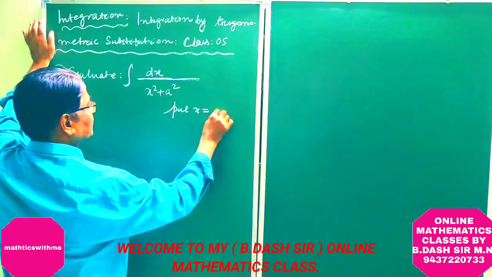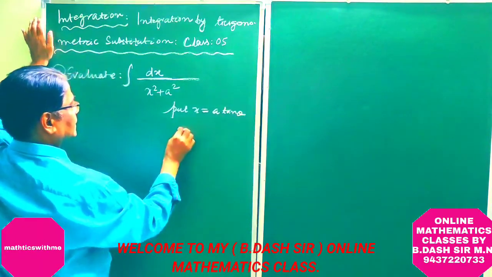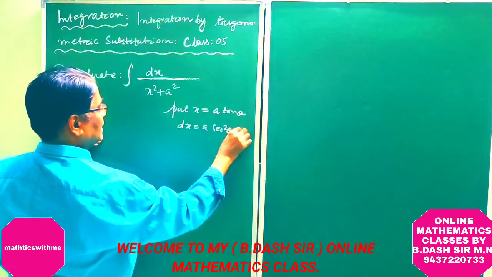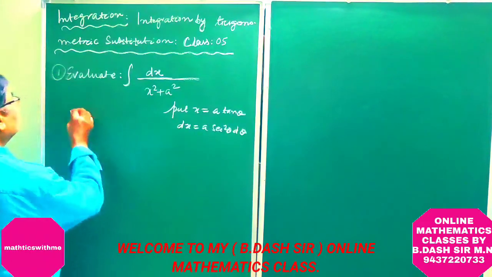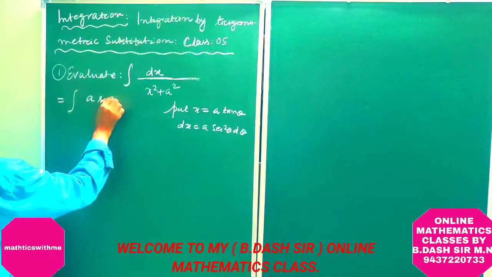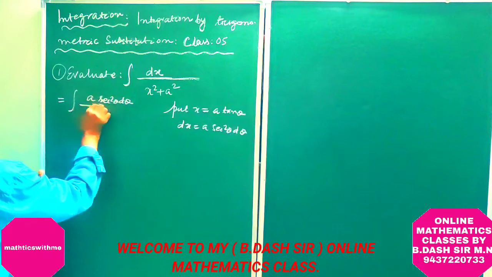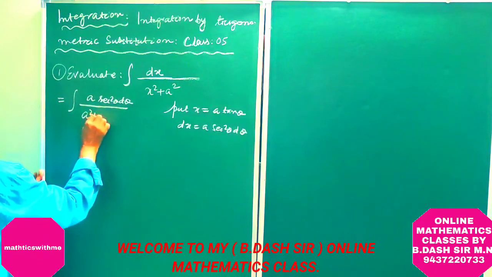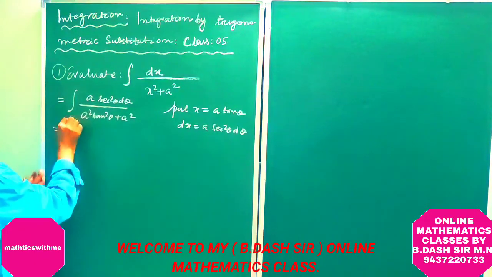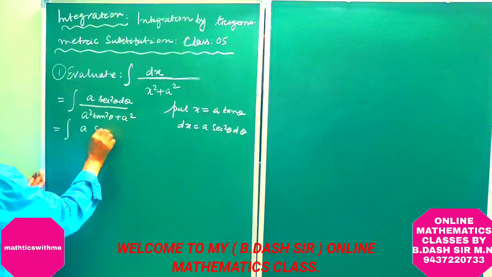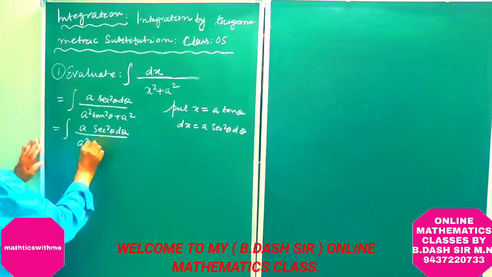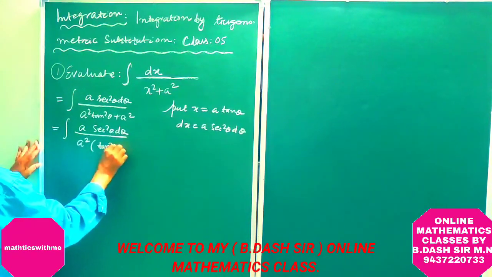x is equal to a tan theta, then dx is equal to a sec square theta d theta. So the given integral is equal to a sec square theta d theta divided by a square tan square theta plus a square. So this equals a sec square theta d theta divided by a square common, tan square theta plus 1.